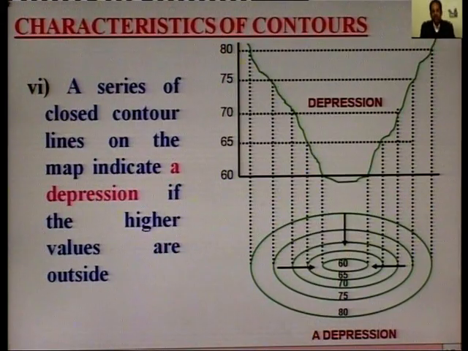A series of closed contour lines on the map indicate a depression. That is, it will indicate a depression if lower values are inside. If higher values are inside, it will indicate a hill. If lower values are inside, it will indicate a depression.